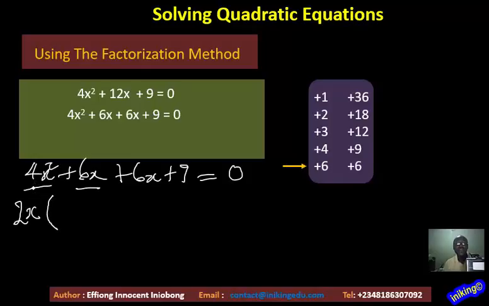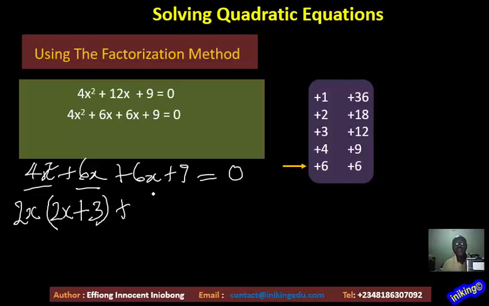I divide 4x squared by 2x. 4 over 2 is 2. X squared divided by x is x. So that gives me 2x. Now plus 6x divided by 2x again will give me plus 6 divided by 2 is 3. X cancels x. So I can close this. I bring down this plus.